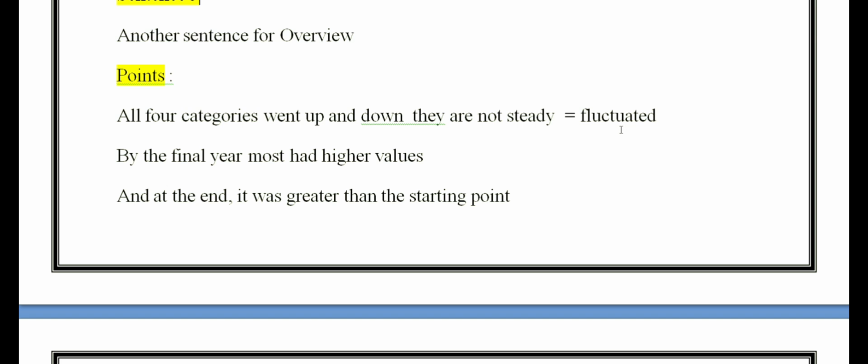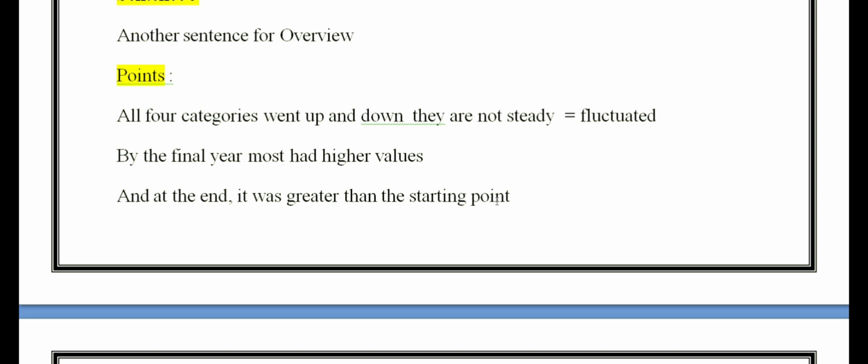Don't just fall for the fanciness of the word and use fluctuated randomly. There should be continuous rises and falls. Then only you are bound to use the word fluctuated. Otherwise, you go wrong with your word choice. Fine. Now, by the final year, if you see the picture again, most of them had higher values. And at the end, it was greater than the start point.